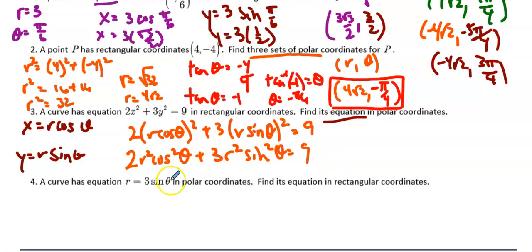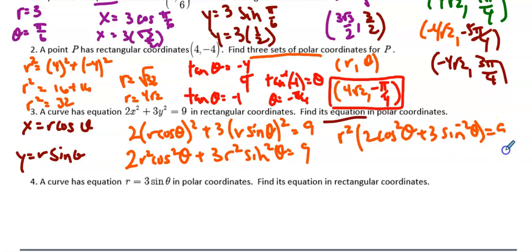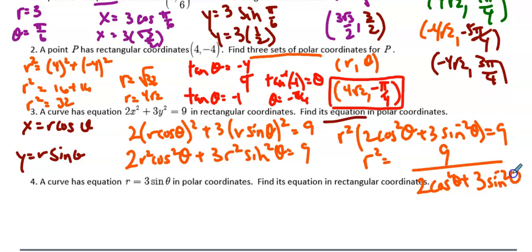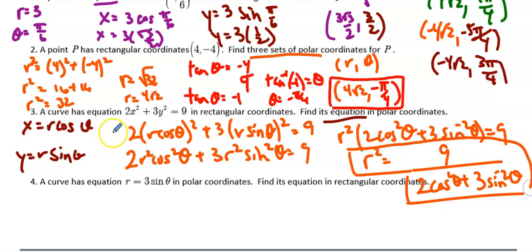Usually what they want you to do is to solve for r. That's really the idea of what we do with these problems. So we're going to pull out an r squared on the left-hand side, and we're going to be left with 2 cosine squared theta plus 3 sine squared theta is equal to 9. And then finally, r squared is going to be equal to 9 over 2 cosine squared theta plus 3 sine squared theta. And we're okay leaving our answer like this. Normally when they ask you to convert from rectangular to polar, usually they want you to have an r or an r squared equals something in terms of theta. So basically r is on one side, theta is on the other.